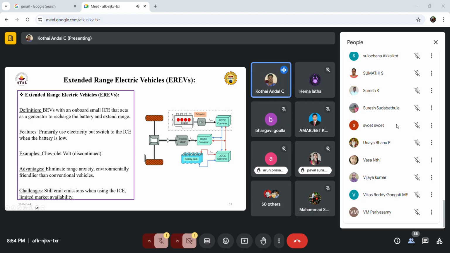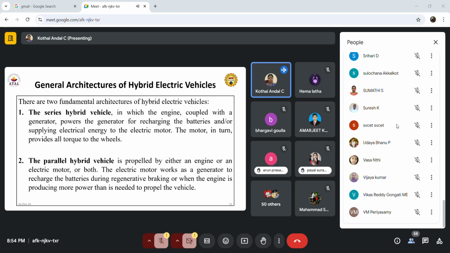ISG is nothing but the integrated starter generator. That is the generator only, so the engine is coupled with the generator. The engine will drive the generator. This we can use for some truck, some kind of purpose. But nowadays they're telling this process is discontinued. So we'll see how the future comes, wait and see. So this is the thing.